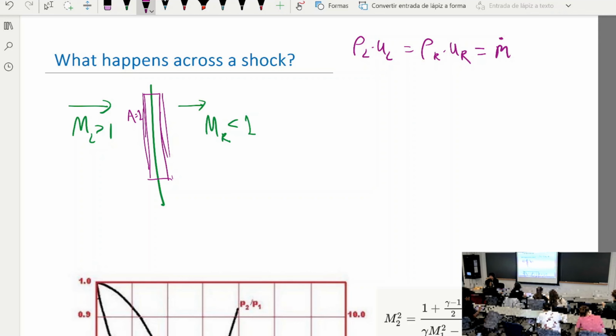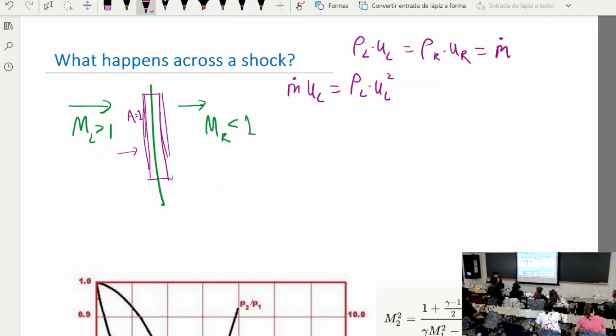Second thing to notice is that momentum also has to be conserved over the control volume. So what is the momentum flux into the left? It's rho L times UL squared, right? Or you can write it as m dot times UL.